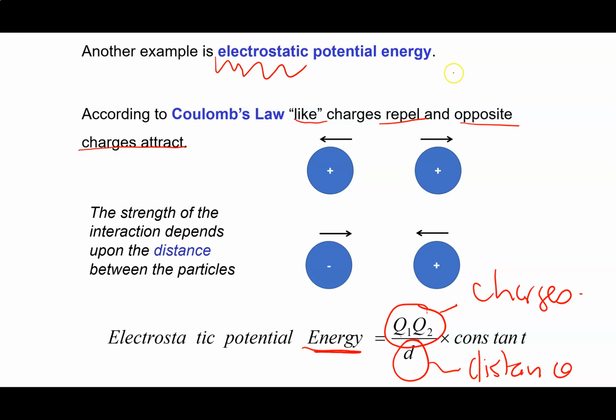And we know that electrostatic potential energy is important for us because it is the energy that exists between protons and electrons, right? And protons and electrons are oppositely charged, so they attract one another.